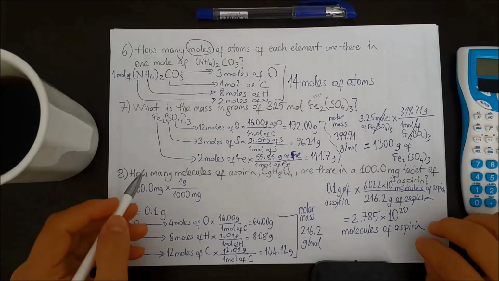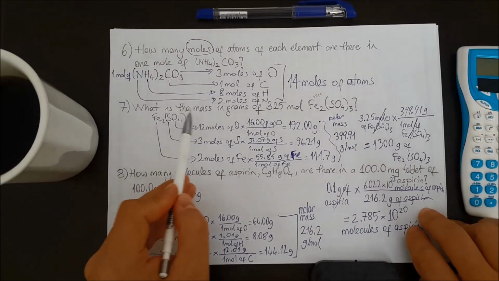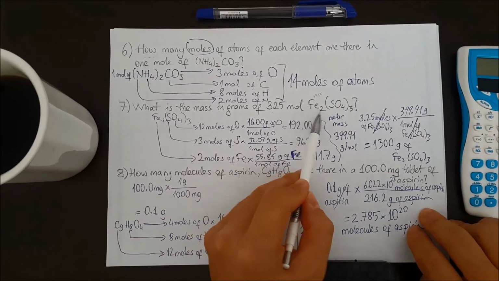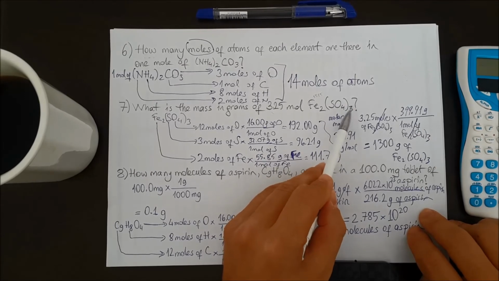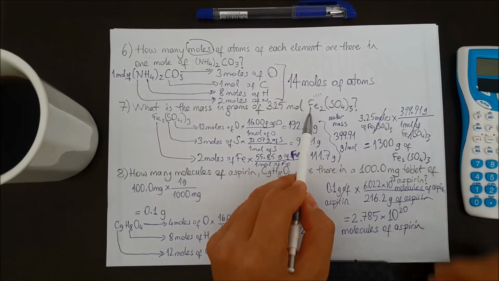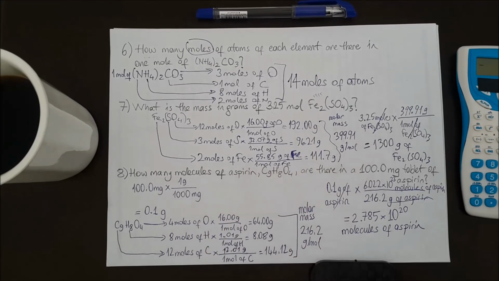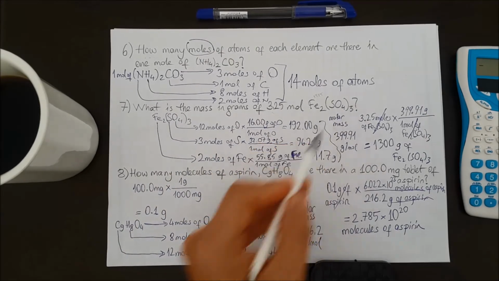Now we continue with the solution of question 7. Question 7. What is the mass in grams of 3.25 moles of iron(III) sulfate? This is iron(III) sulfate because the charge of iron in this compound is +3. As you know, some d-block metals have different charges. For this reason, their names are written using a Roman numeral. It is iron(III) sulfate.